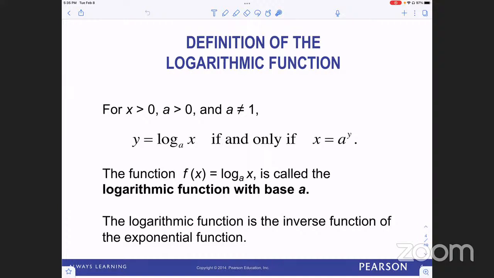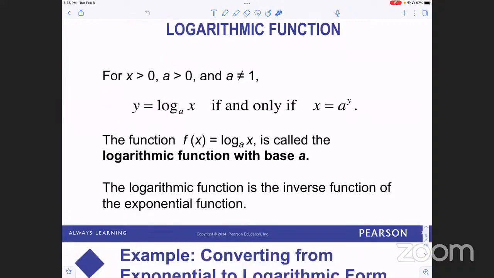So we can rewrite these logs in exponential form. For right now, in order to do this, you take this base a and swing it to the other side, and it becomes the base of the exponent. So this base swings over. Now you have a to the power of y, and on the other side, the only thing left is the x. So the function f of x equals log of x base a is called a logarithmic function with base a. The logarithmic function is the inverse function of the exponential function. Okay, let's try another one.